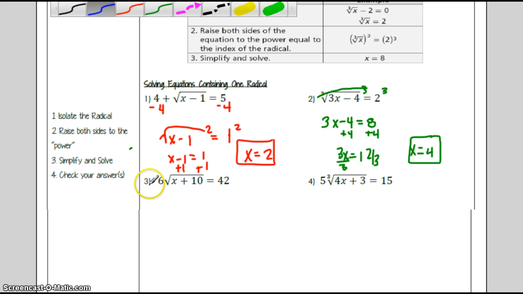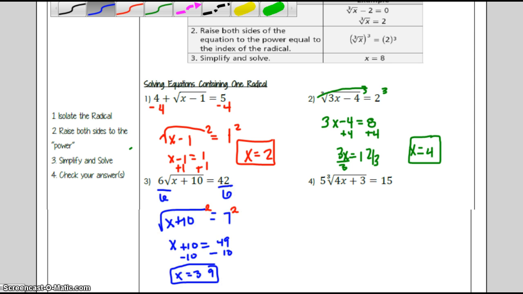All right. Let's try number 3. I'll have you do that one on your own. Remember on this one, get rid of the 6 with division first. So divide both sides by 6 first, then undo the radical, and then solve. So when you're ready, check your answer. All right, so dividing by 6, we should get the square root of x plus 10 equals 7. Undo the square root by squaring both sides, and then subtract 10 to get your answer of 39.